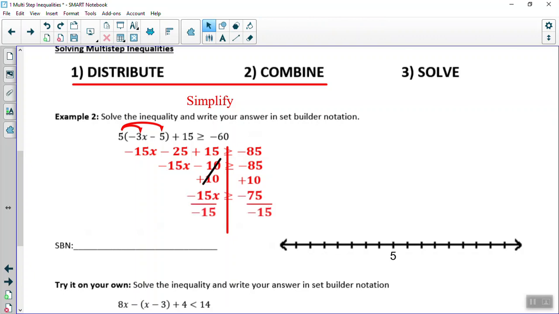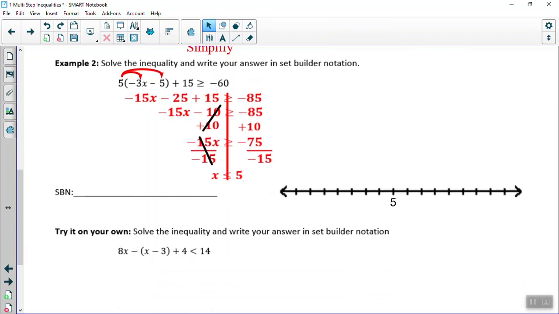Last step, now we're going to divide both sides by negative 15. Okay. And once we do that, this here will once again cancel out. And we are left with x is less than 5. So once again, we divided by a negative number, so our inequality symbol has to flip. So instead of being greater than or equal to, now it is less than or equal to.